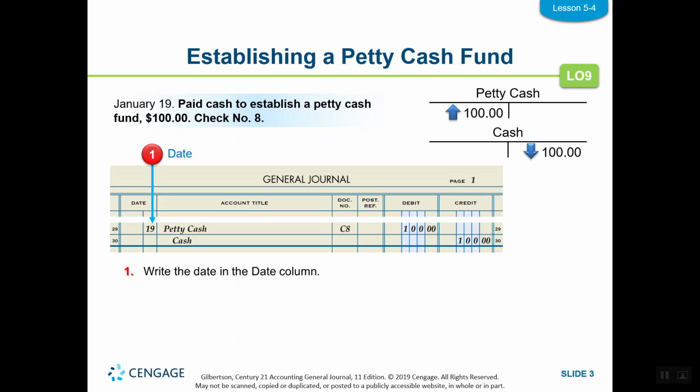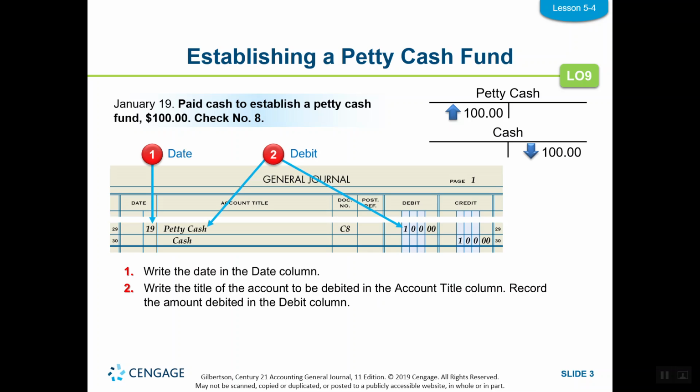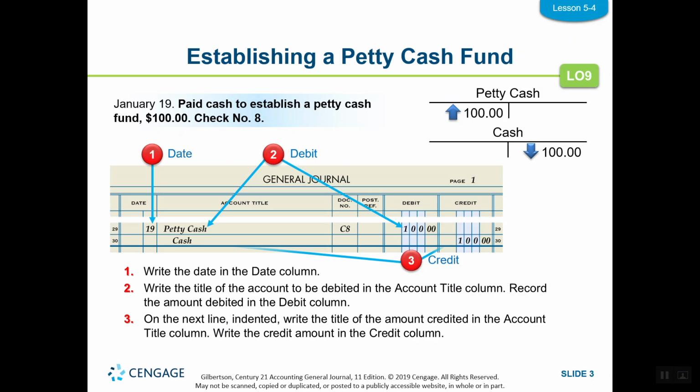Write the date in the date column. Write the account title on the first line and the debit amount. On the second line, we're going to indent and write the credit account, in this case cash, and the credit amount. And then the last thing we do is we write the source document C8.